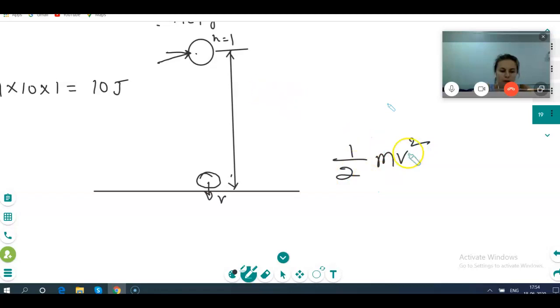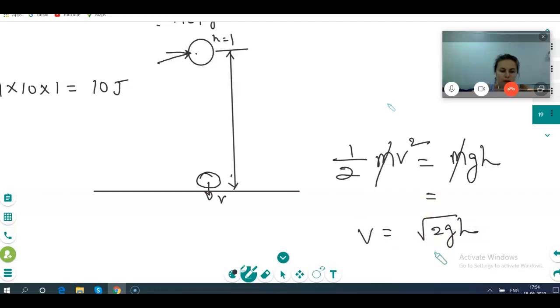Correct? And this must be equal to the potential energy at the height. Correct or not? Okay. So the m gets cancelled. So V is equal to root 2GH. Is it clear? Am I right?